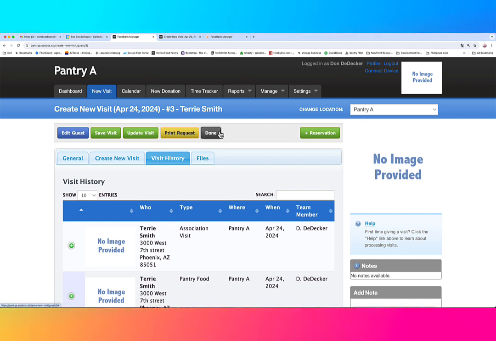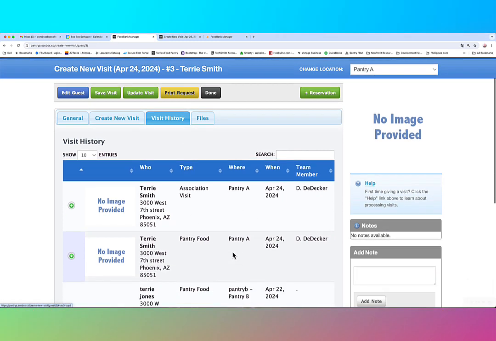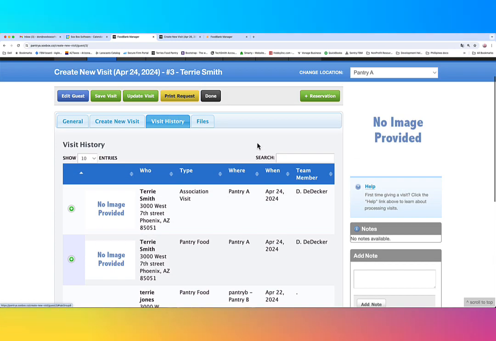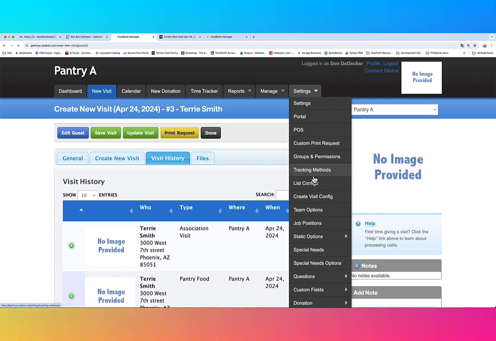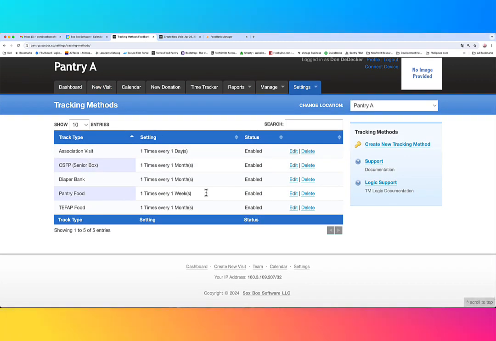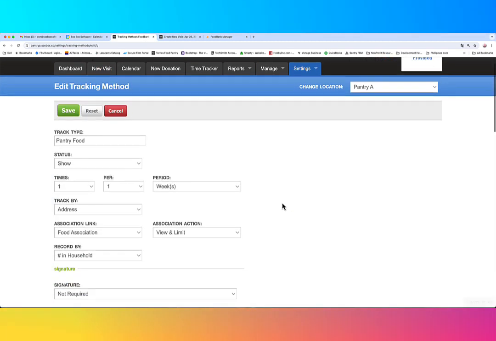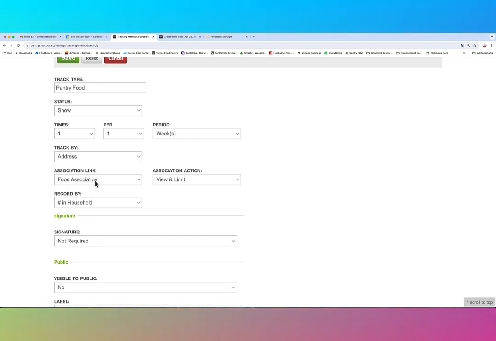So anyway, let's talk about how I disable this. Let's say I don't want to do it anymore. So we have a couple options. The easiest is just go to the tracking method that's driving this. This is the food, Pantry Food is what that association is. So what I'm going to do is go to settings, tracking methods, and then go down here to pantry food. I'm going to edit it, and then all I got to do is change it from the food association to choose one.